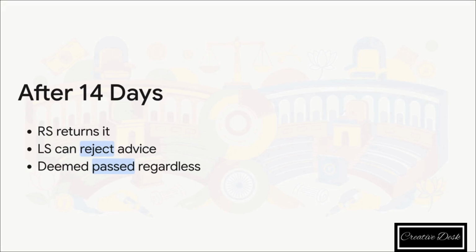And what if the Rajya Sabha just sits on it and lets the 14 days run out? The Lok Sabha literally just ignores the delay. The bill is automatically deemed passed by both houses exactly the way the Lok Sabha wanted it. The upper house has absolutely zero veto power when it comes to fiscal policy.